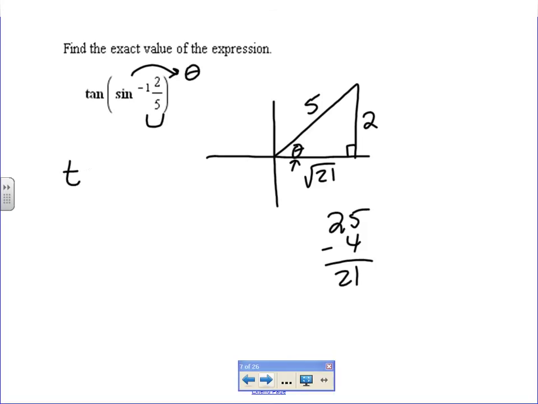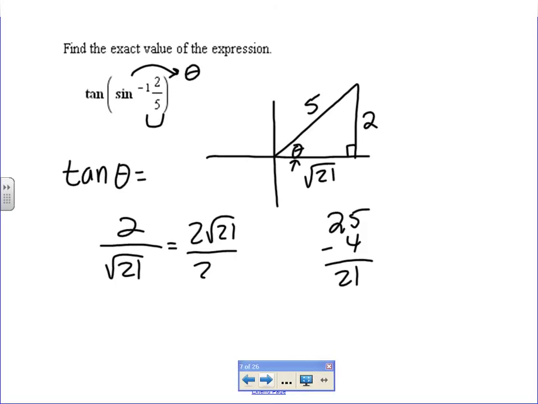Now I can find the tangent of theta. Tangent is opposite over adjacent, so that would be 2 over square root of 21, which would rationalize to 2 square root of 21 over 21. Okay, so there again, when I have inverse sine here and I don't know where that value is on my unit circle, I can draw a triangle.